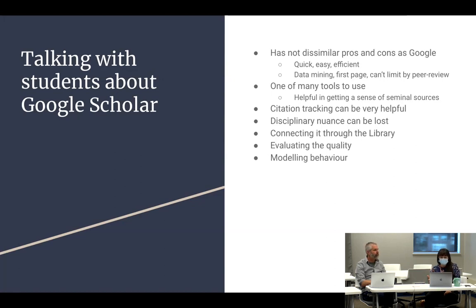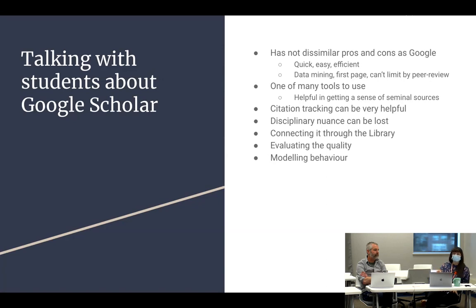So Google Scholar is one of many tools to use. And I do say, especially with graduates, the few graduate students that I work with, when they're like, who do I know who's seminal in my field? I'm like, probably your supervisor should be helping you with that. But that cited by feature is helpful for getting a quick sense of the landscape, and it does that really well. So that citation tracking can be really useful. Disciplinary nuance is lost. Often students don't know that you can connect it through the library, whether you add that to your settings in Google Scholar or in Google, or you go through the library because we have it listed as a database, so they can go through that portal too.